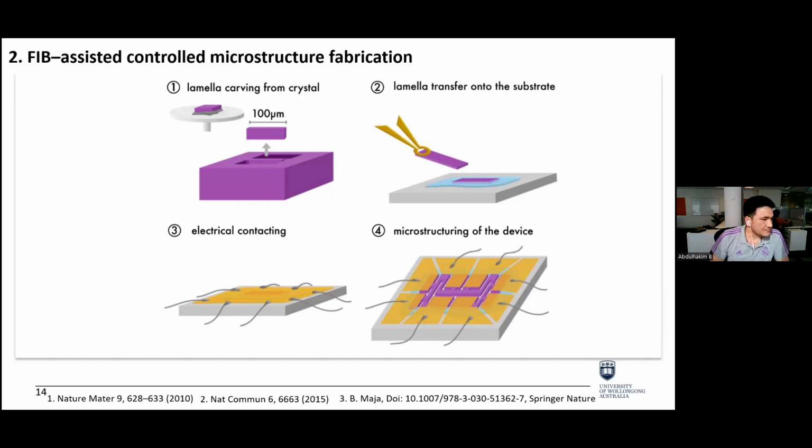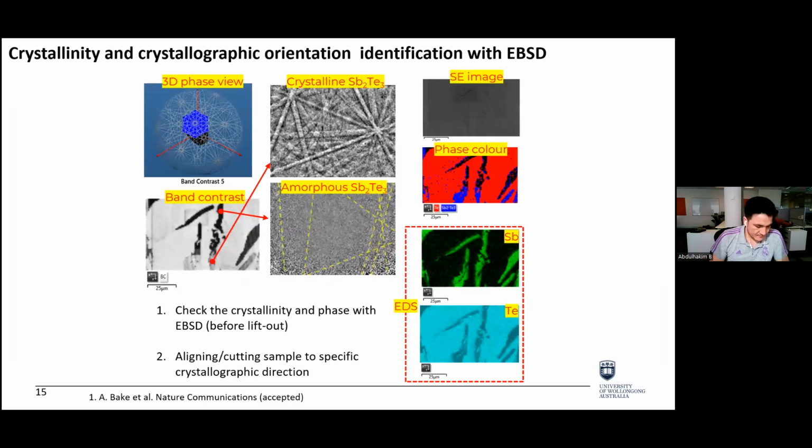So here you can see, before microstructure or device fabrication, electron backscatter diffraction is a really useful method to check the crystallinity of the sample or align it to a specific crystal direction, and it can even be used for screening crystal quality.